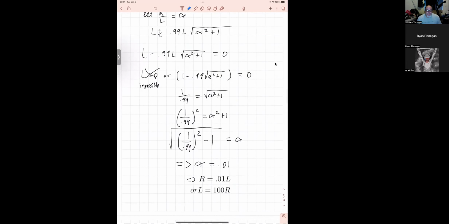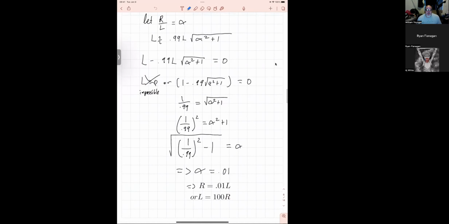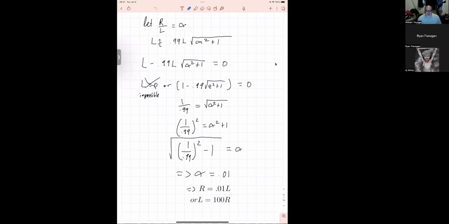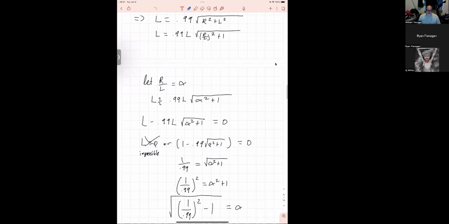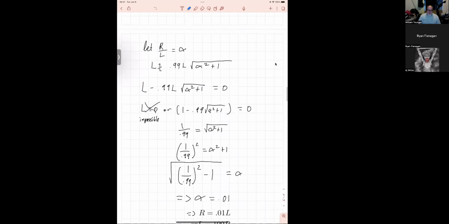So you found that when the distance away was about 1% of the length, a factor of 100, that gave you a 1% error. Is that what you were finding? Yeah, it looks like 1%. I did it approximately because I just let that ratio R over L equal alpha. That looks good. It looks like you figured it out.